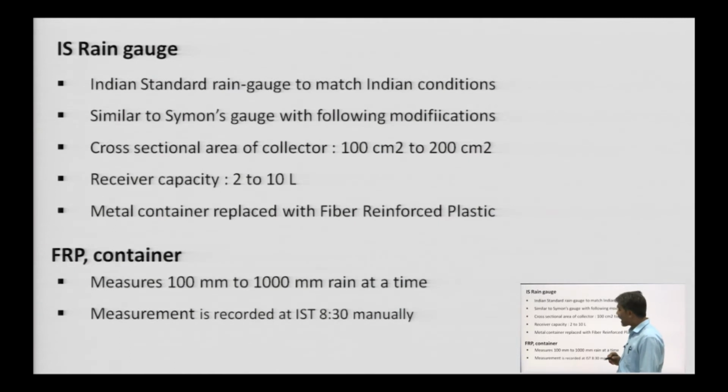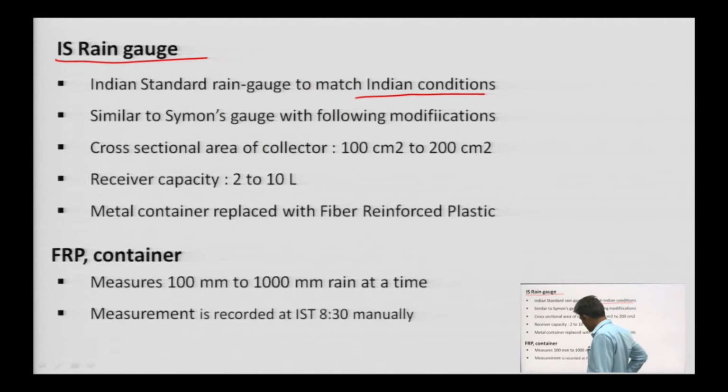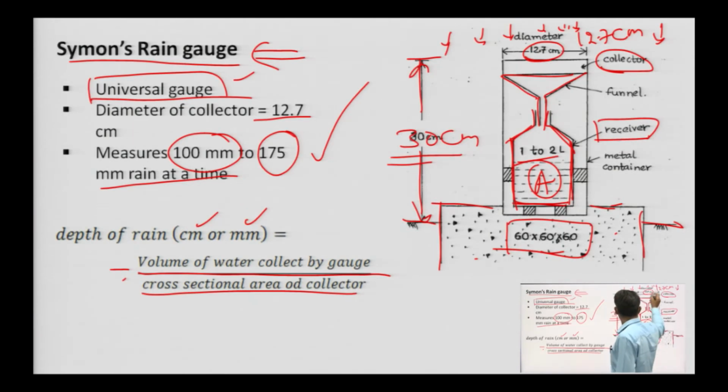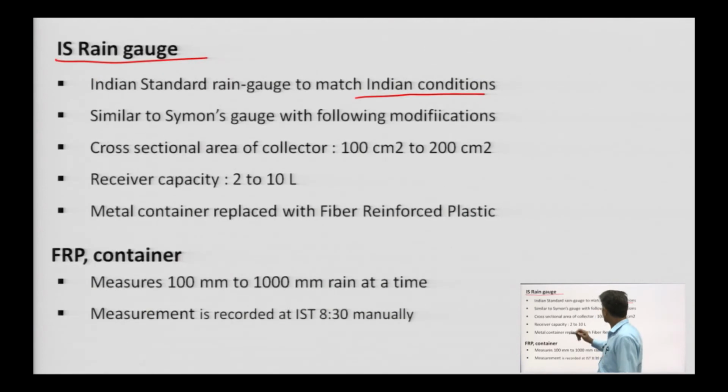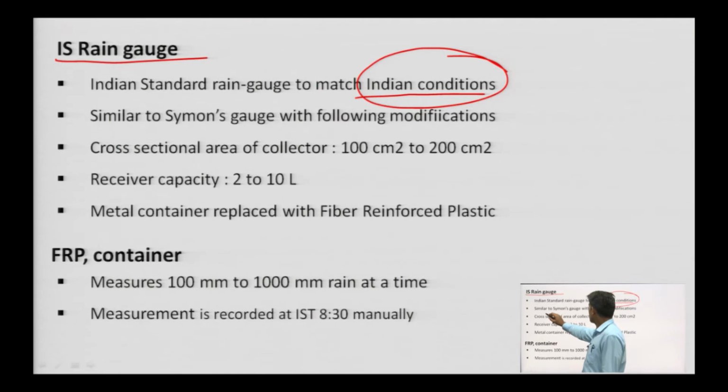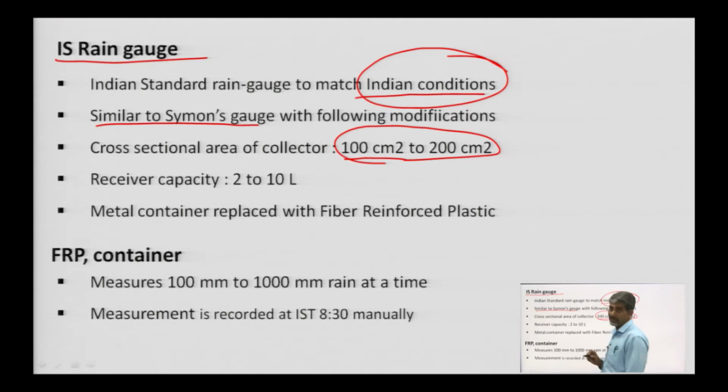The next non-recording type of rain gauge is the IS rain gauge, the Indian Standard rain gauge, made to match Indian conditions. There are some differences: some dimensions have been modified depending upon our Indian conditions. Similar to the Symons gauge, with the following modification: cross sectional area is 100 to 200 centimeter square, receiver capacity is changed to 2 to 10 liter, and the metal container has been replaced with fiber reinforced plastic.